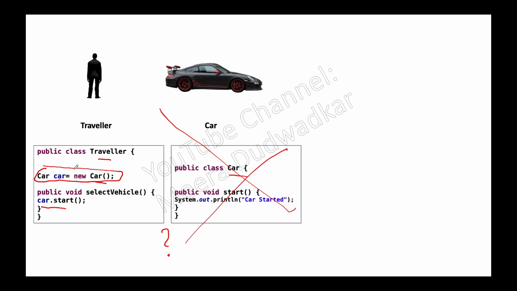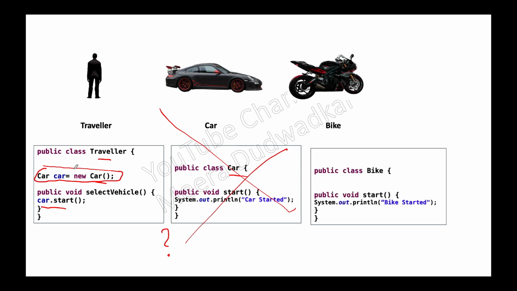Now let's consider one more scenario. The traveler has changed his mind and now instead of a car, he wants to use a bike. So let's create a class Bike and define the start method inside class Bike. The SOP will print "bike started". Now to call a method from class Bike, we have to make changes to the Traveler class. We need to remove this Car object and create a Bike object which will give a call to the start method from the Bike class. So the code will look like this.